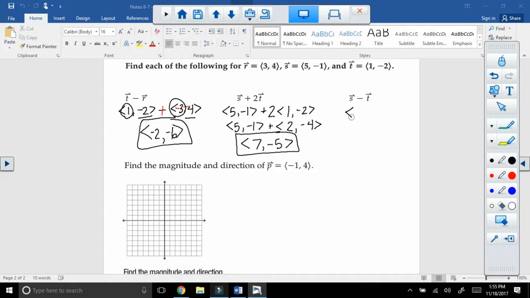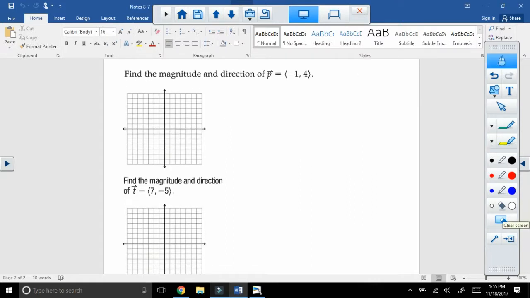And then for the last one, I have s, which is 5, -1 minus t, 1, -2. I like to actually go through and write down that I'm adding the opposite so I don't forget anything. The final answer to this would be 4 and then 1, meaning that the overall result would be going to the right 4 and up 1.